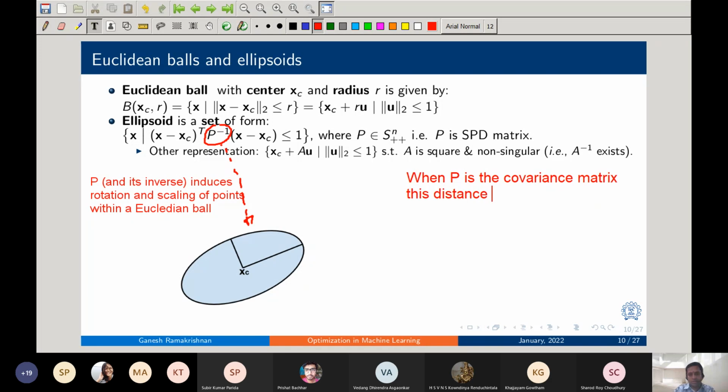So this distance is called... So what distance am I talking about? This (x minus xc) transpose P inverse (x minus xc). I might have got the spelling wrong, but yeah, more or less correct. Okay, and I'm really talking about this expression out here, which I'm going to highlight in yellow. This expression is called the Mahalanobis distance.